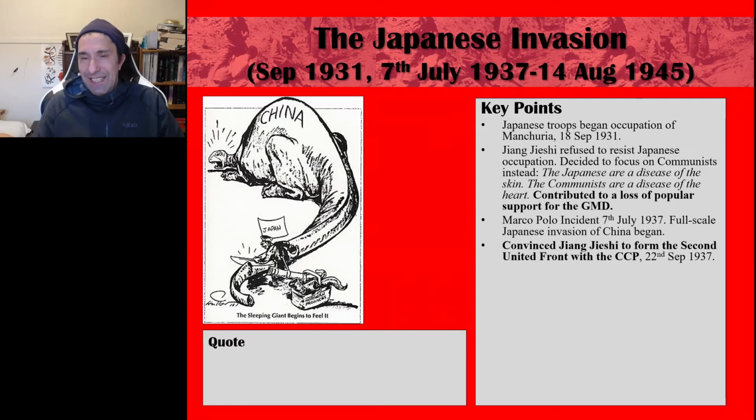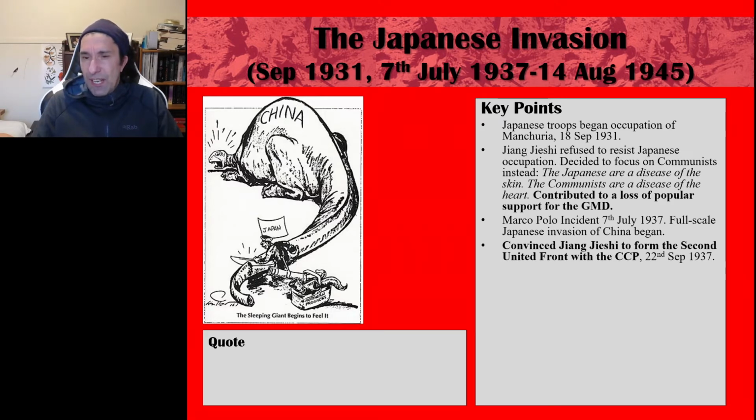A key consequence of this invasion was that it finally convinced Zhang Jieshi to form a second united front with the CCP, and they'd been negotiating this after the Xi'an incident, when Zhang Jieshi had flown up to Xi'an and tried to egg his troops on to attack Mao and his troops in the Yan'an Soviet. And when Zhang Jieshi had flown up to Xi'an, which was not far from the Yan'an Soviet, some of his own troops actually captured him and forced him to make an agreement with the CCP. I think it was in late December 1936, something like that.